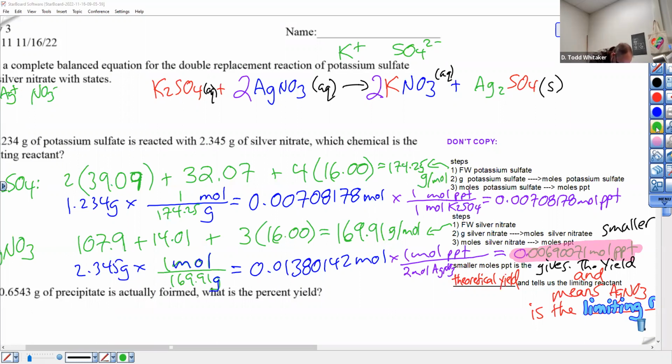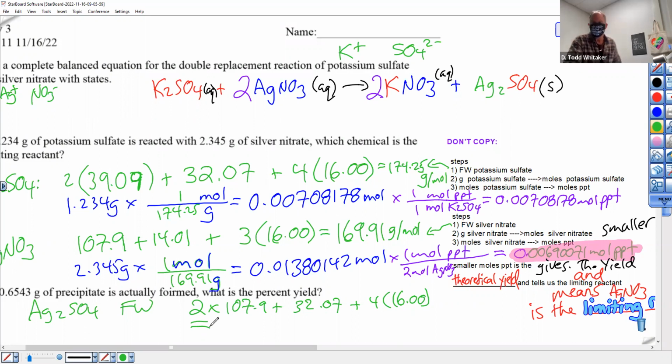So Ag2SO4 FW. 2 times 107.9 plus 32.07 plus 4 times 16.00. I will await your answer. It's over 300. 311.87 grams per mole. Now, do you want to use that to get rid of grams here and make it moles? Or to get rid of moles here and make it grams?